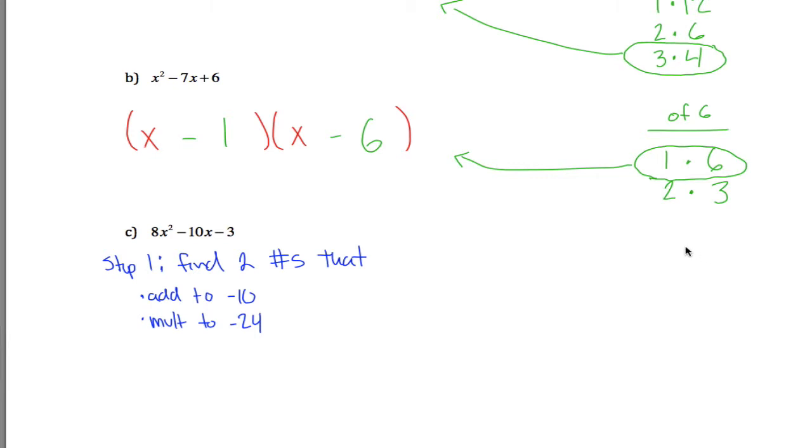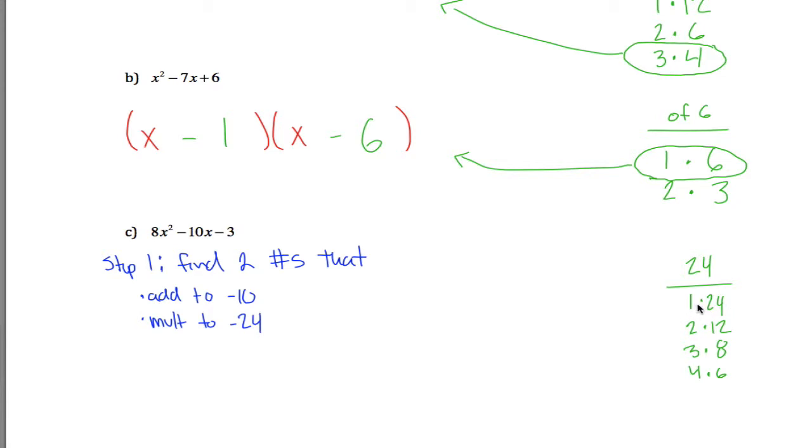Well, let's see, things that multiply to 24: 1 times 24, 2 times 12, 3 times 8, and 4 times 6. Yeah, those don't multiply to negative 24, they will multiply to positive 24.